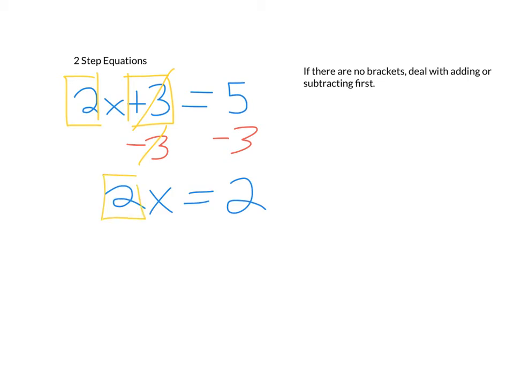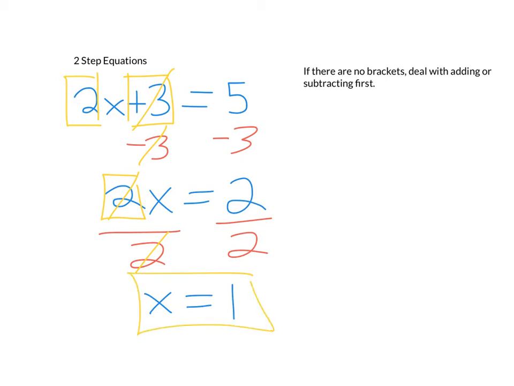So we do the opposite operation to multiplying. We divide by 2 and divide by 2. 2 divided by 2 is 1, so we are left with 1x. On the other side, 2 divided by 2 is 1 as well. So our answer should be x is equal to 1.